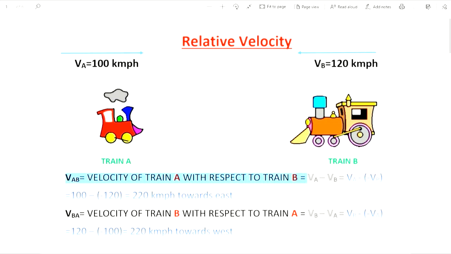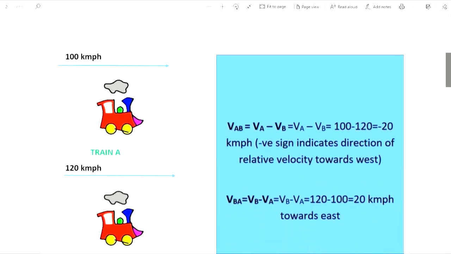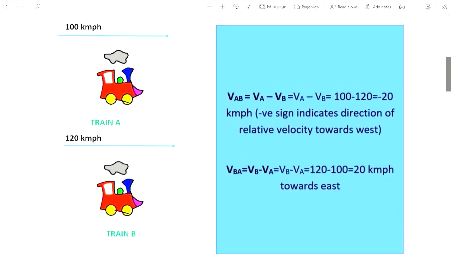Now it is VA minus VB. If we write the numerical value, we have to write VA minus VB, because VB is in the opposite direction, that's why we have put a minus sign. So this is equal to 100 plus 120, that is 220 kilometer per hour towards east. Similarly, the relative velocity of train B with respect to train A is VB minus VA, which is also 220 km per hour, towards west, because it is in the opposite direction.